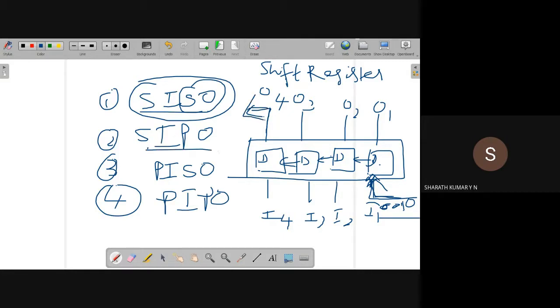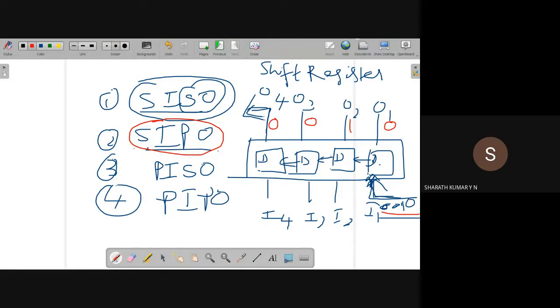The other possibility is that we provide 4 bits of data through I1 to I4, and we can read the data all at a time. For example, input given is 0010, output obtained is 0010. We can call it a serial input, parallel output shift register. Parallel means we are able to observe all the bits of the output at the same time.